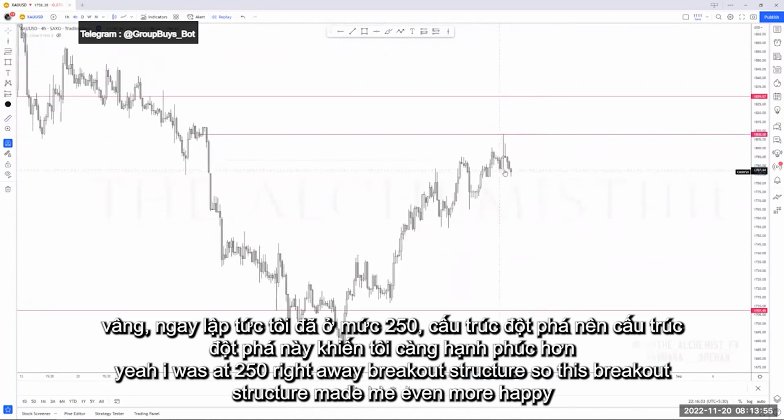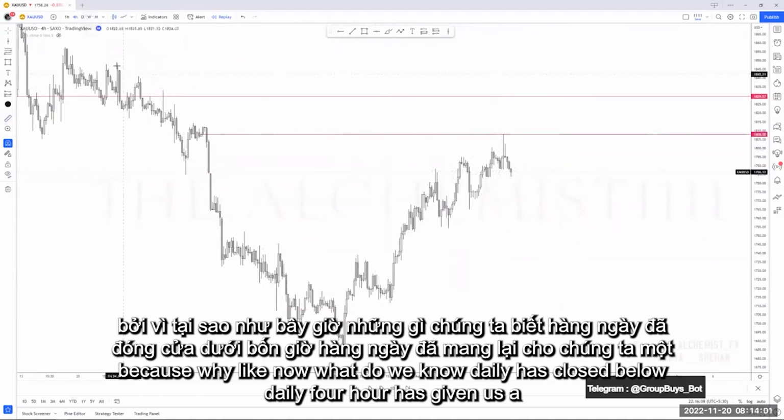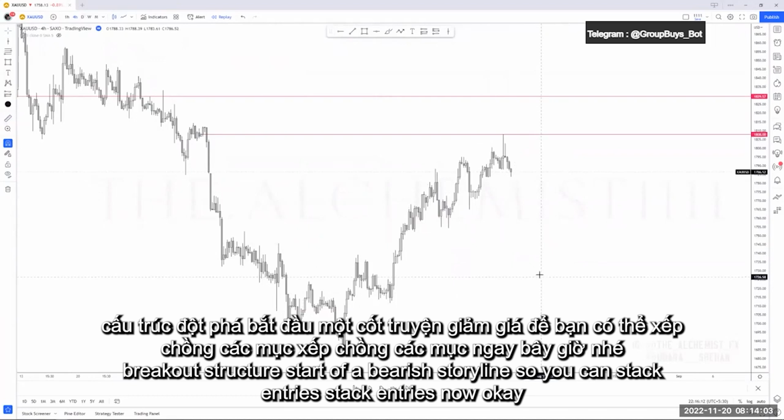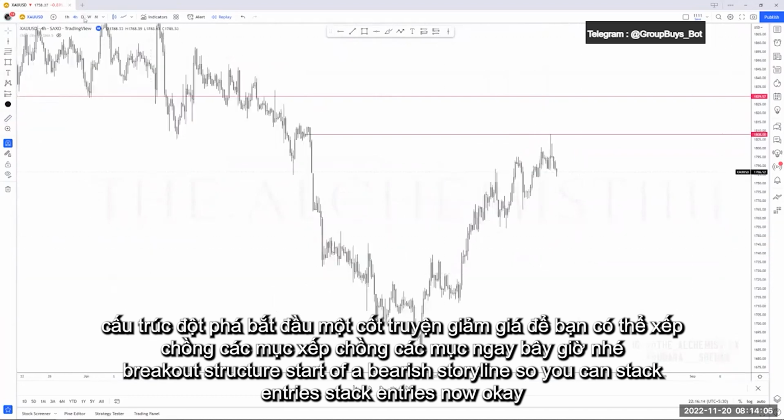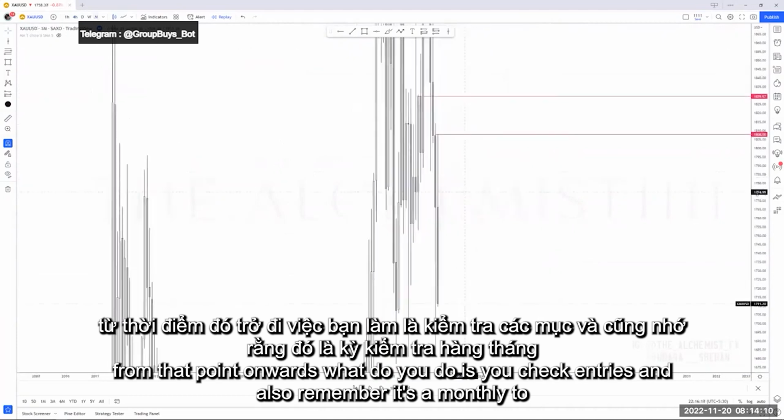Breakout structure. So this breakout structure made me even more happy because why? Like now what do we know? Daily has closed below daily. 4 hour has given us a breakout structure. Start of a bearish storyline. So you can stack entries. Okay, from that point onwards, what you do is you stack entries.